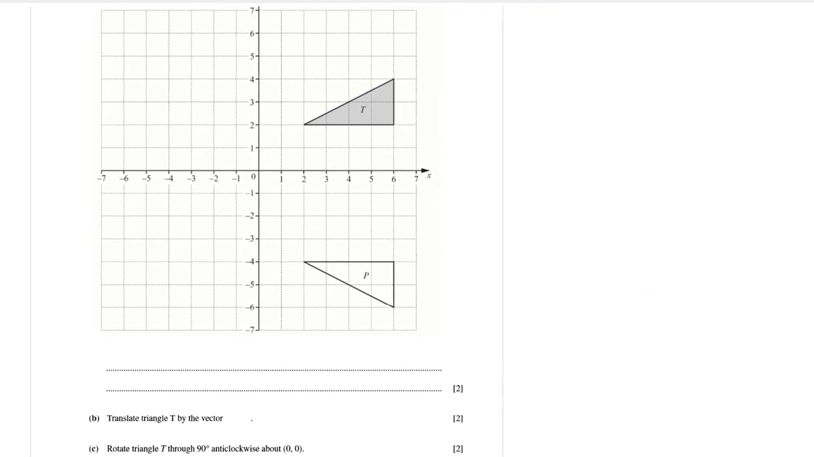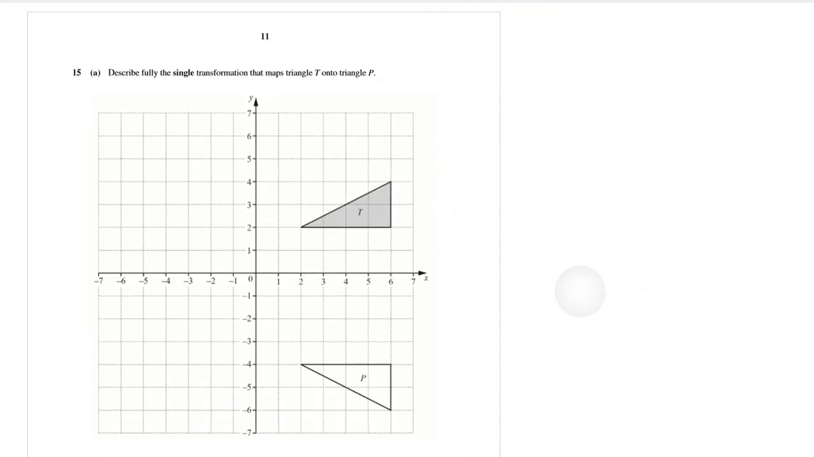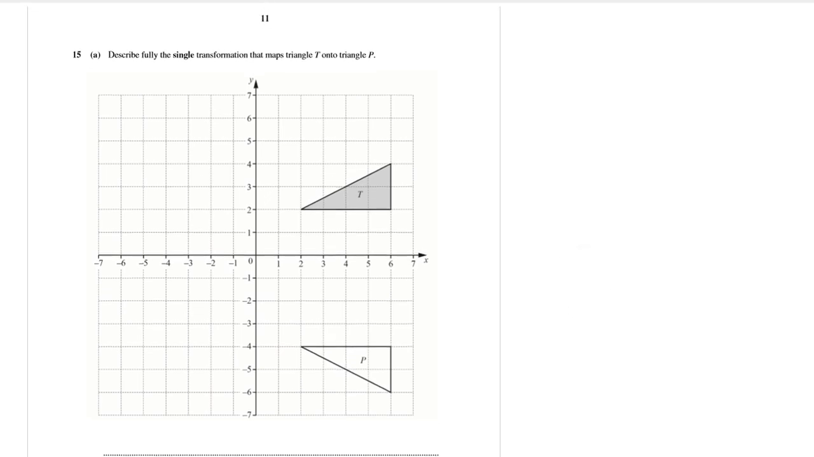Let's try to attempt one more question. Describe T to P. Definitely it is reflection this time, not rotation, because the lines are definitely parallel. So let's see the center. One, two, three, four, five, six. So after the third one, one, two, three. This should be the line of reflection. You can see three boxes and three boxes. So it is y is equal to minus 1.